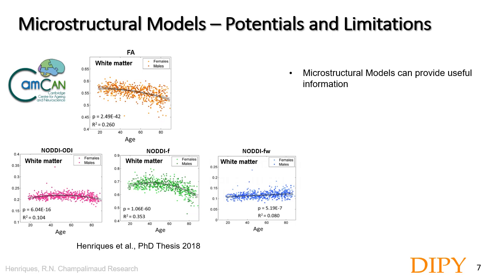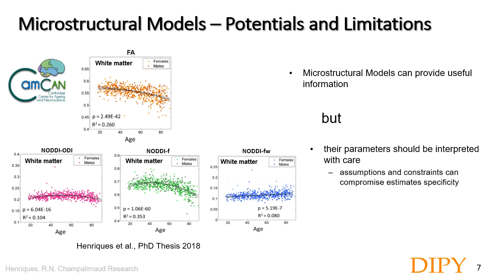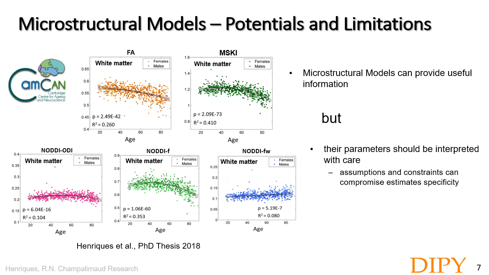So NODDI can elucidate FA confounding factors, but the NODDI parameters still should be interpreted with care, because its assumptions and constraints can compromise its specificity. For instance, the age difference of the NODDI neurite density may not be related to real increases of axonal density, but just an increase of non-Gaussian diffusion within specific sources. Indeed, when comparing with DKI, NODDI neurite density shows a similar profile to the mean signal DKI index.